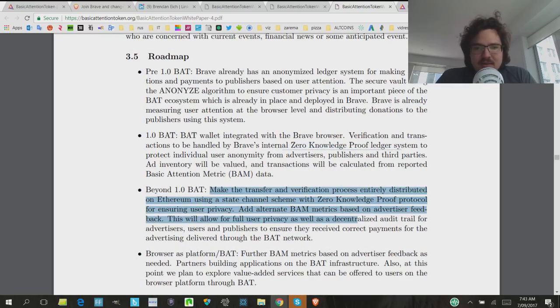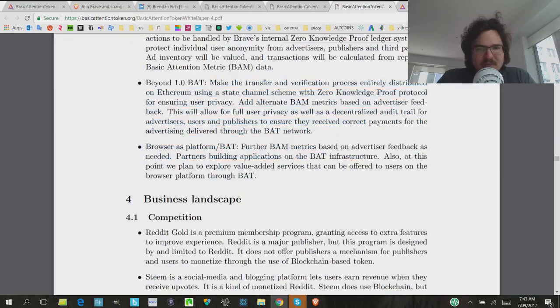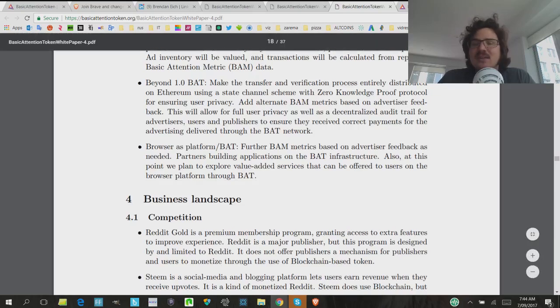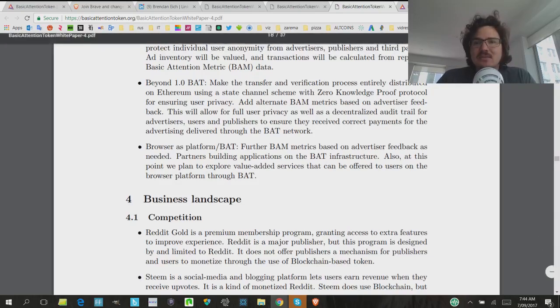They are looking at making transfers and verifications all on the Ethereum network, which is great. And of course, they're looking at really making this more of a platform in the future as well. So there's a lot happening too. They're not just sitting on their hands. They're constantly developing this. So it's definitely moving forward, guys, which is really, really exciting.